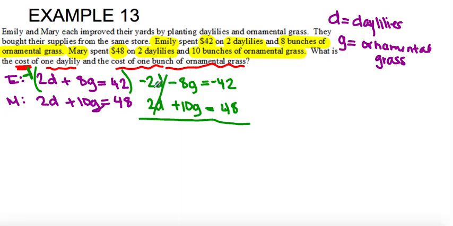Right, and then -2D plus 2D cancels out. And I have -8G plus 10G, which is 2G. And then 48 minus 42, which is 6. I have to get G by itself, so I divide both sides by 2. So G equals $3 as the cost of ornamental grass.